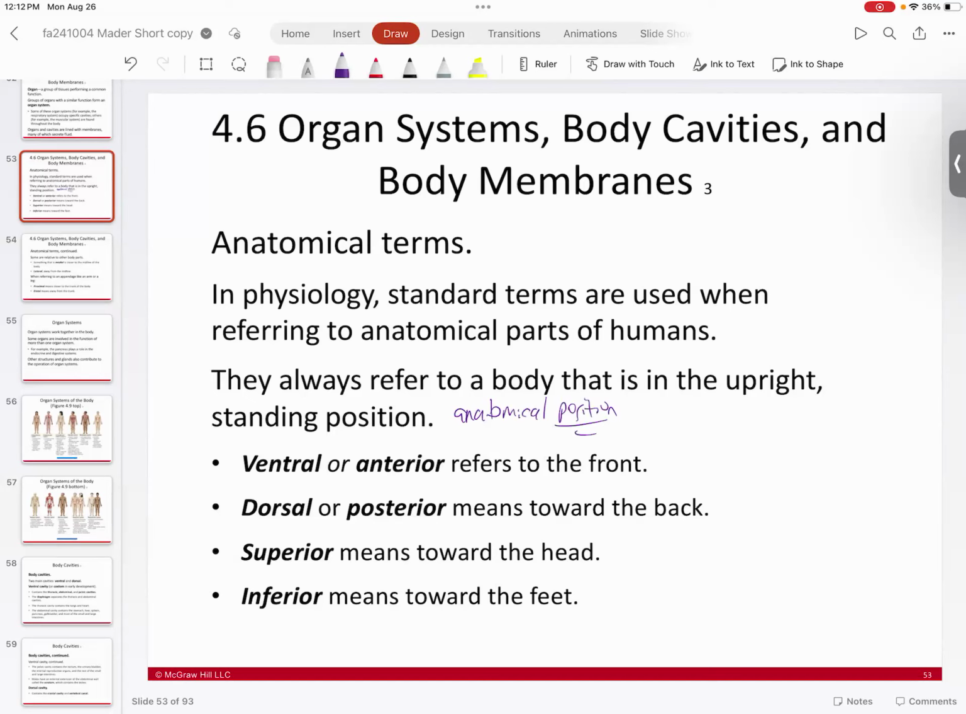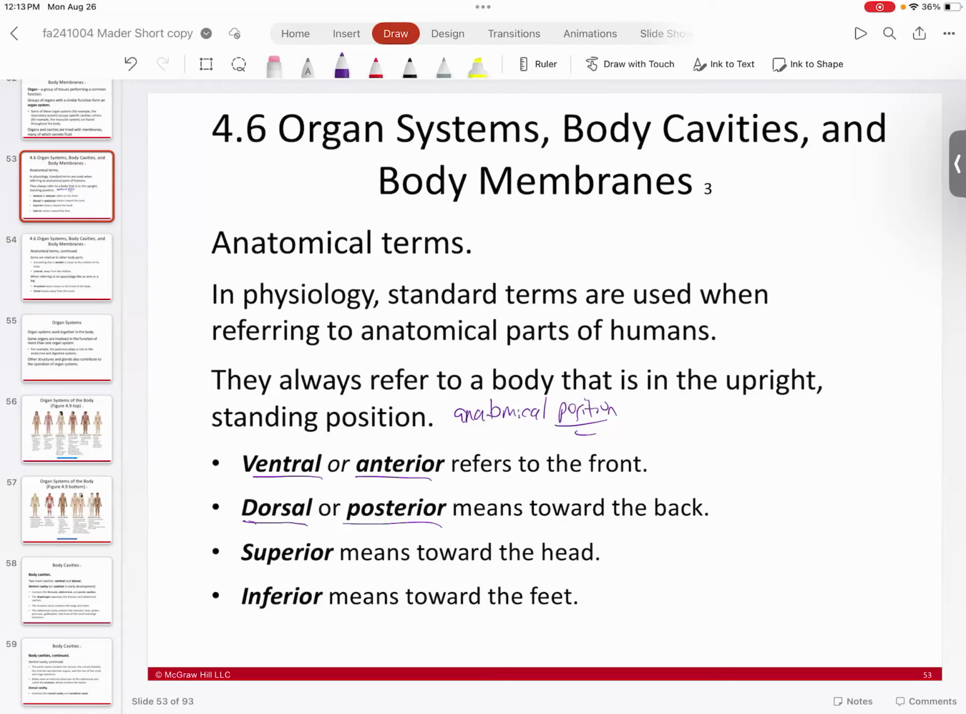So from that position, then, we have a couple of different regional and orientation terms. First of all, we have ventral versus anterior, which refers to the front. So the ventral surface is your chest, or the anterior. The back is going to be your dorsal or your posterior. So that's going to be your backside.